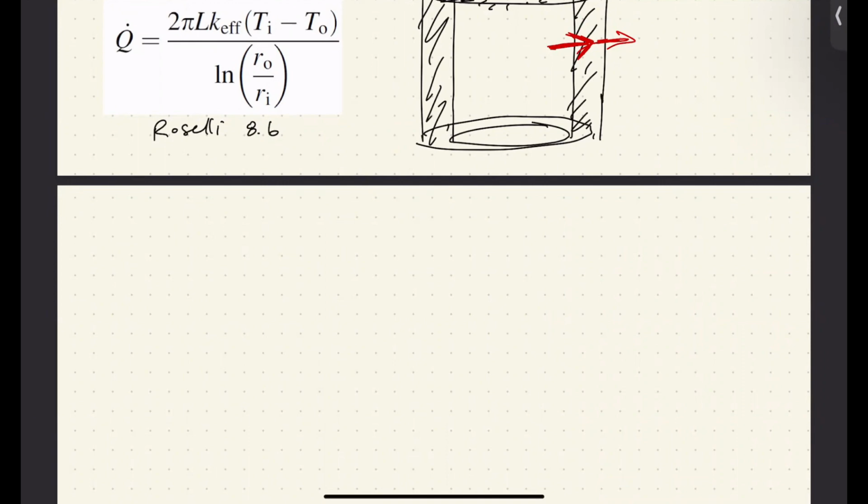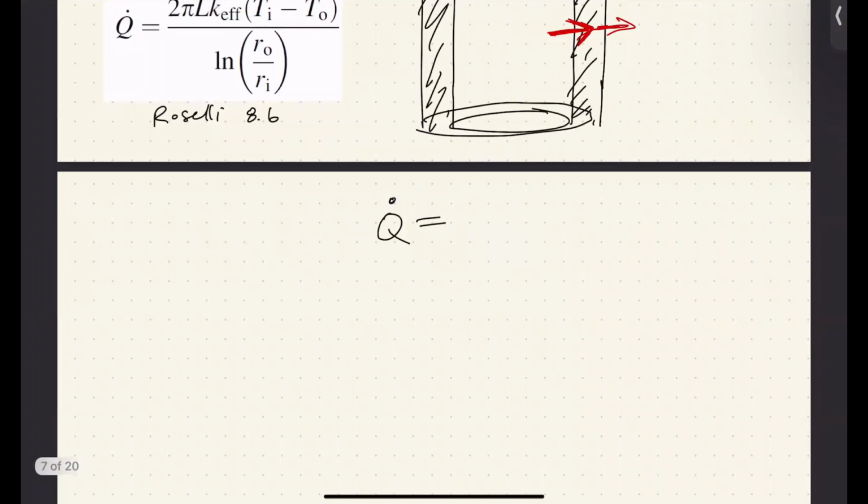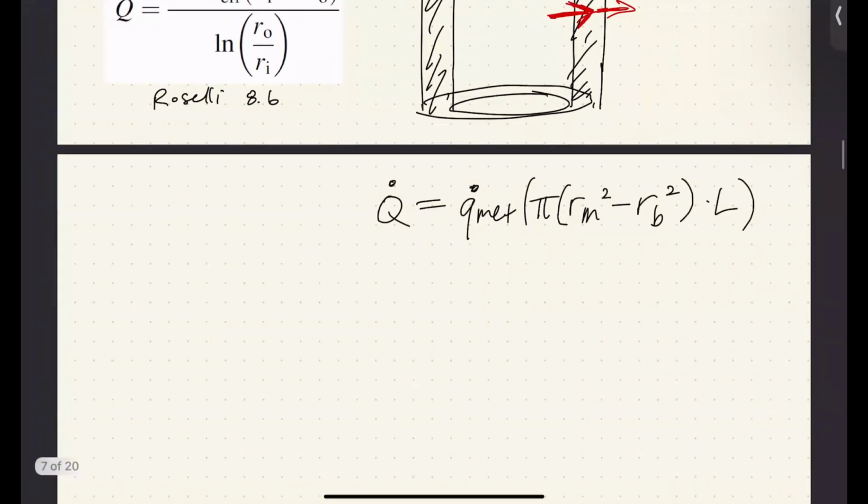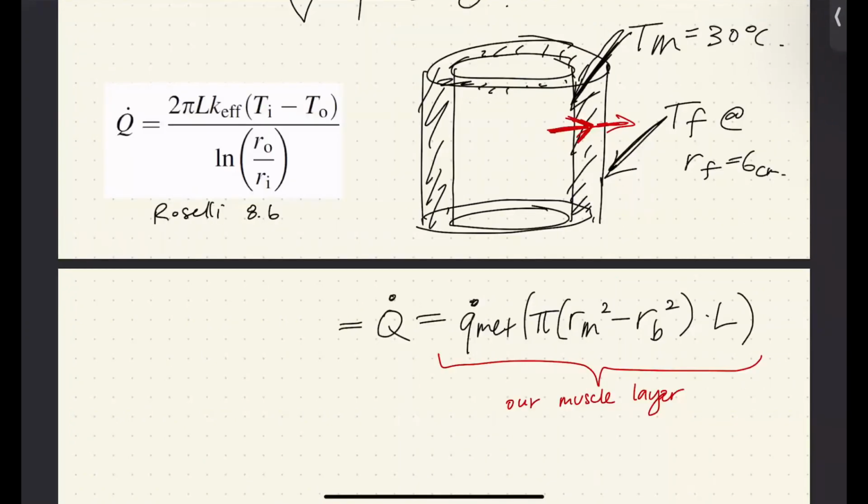As we wrote earlier, what is the Q that we did? Well, we said it's Q met, the metabolism times our volume, pi (Rm squared minus Rb squared) times L. We know this. This is from our muscle layer. So essentially, we're going to be plugging this expression in right over here.